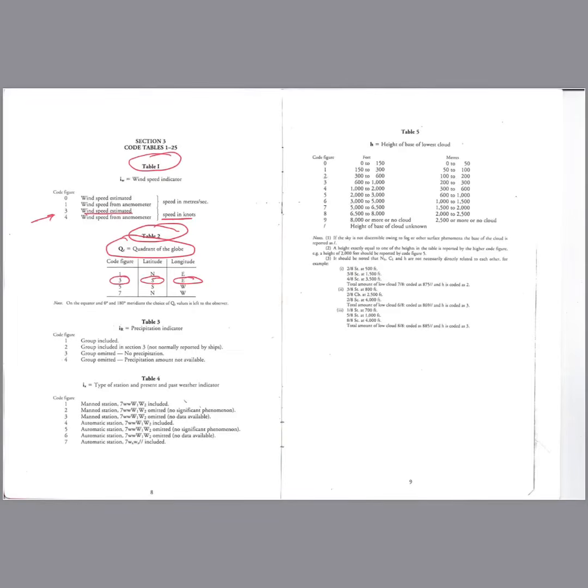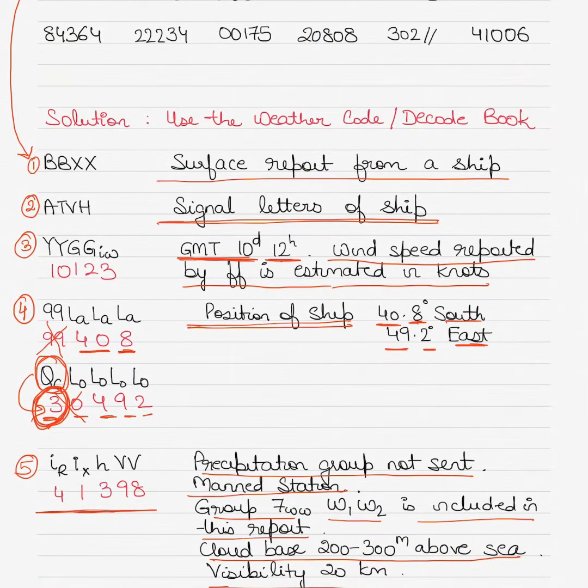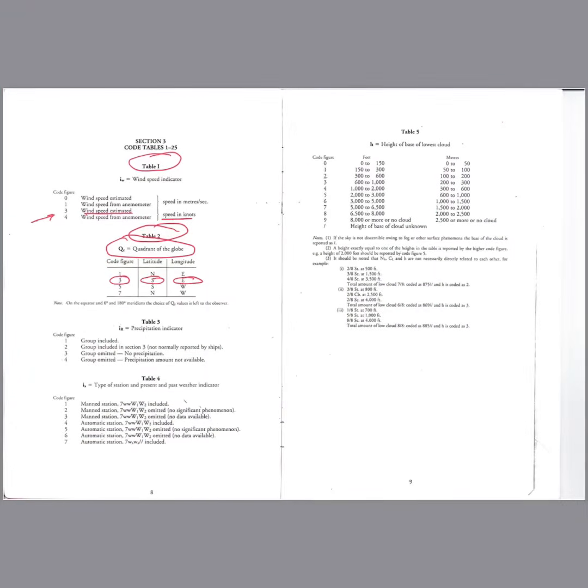Alright, so for example, I'll take a couple of numbers here for you. You can see the first number here for IR is 4, for IX is 1, right? And then we have the visibility also as 98. So what do these stand for? So if I go back here, you can see here 4 stands for group precipitation amount not available, and that is what we put the number as.